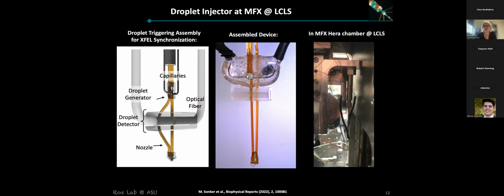Our first experiments then with these triggered or synchronized injectors were at MFX, at the time at the Hera chamber when it still existed. This is a picture where the whole assembly is inserted there.